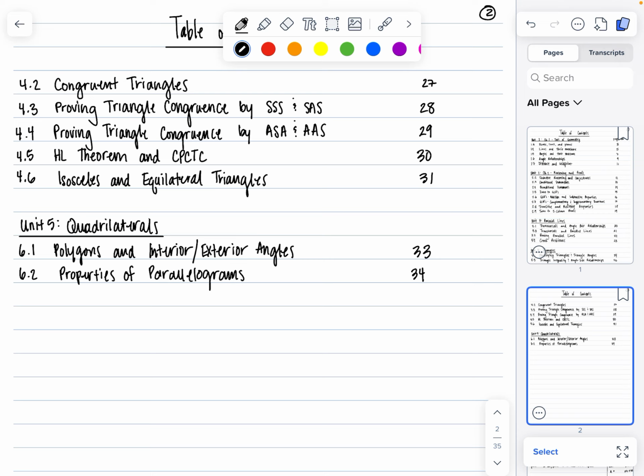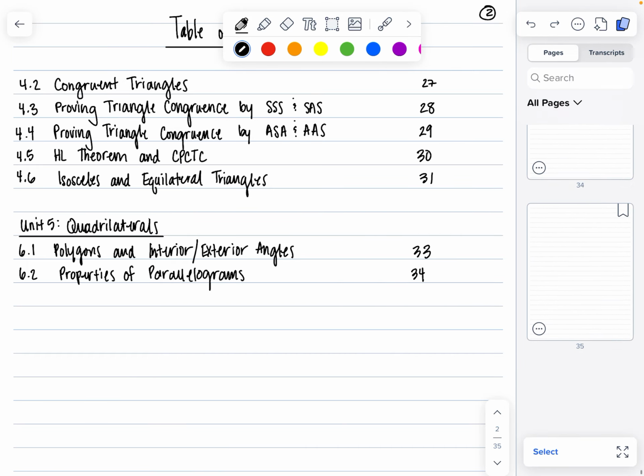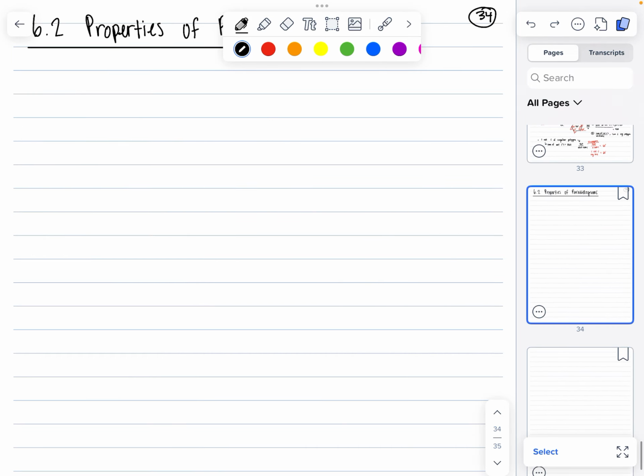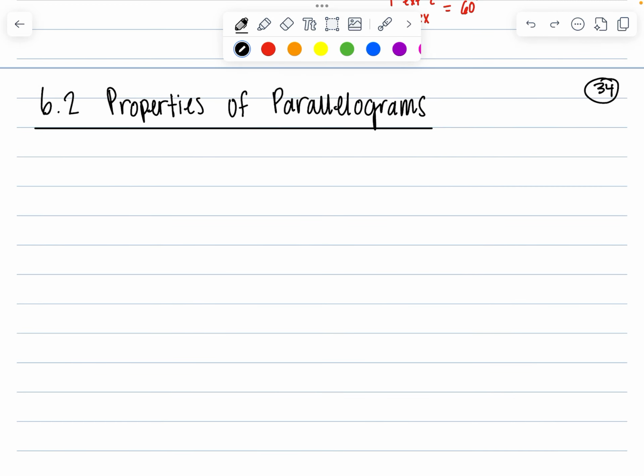Hello and welcome to our next section in our quadrilaterals unit. We're talking about properties of a parallelogram. So we have to define what a parallelogram is, and it has specific properties. So go ahead and get this down into your table of contents. Go ahead, also get this title down for this particular section, and let's get started.